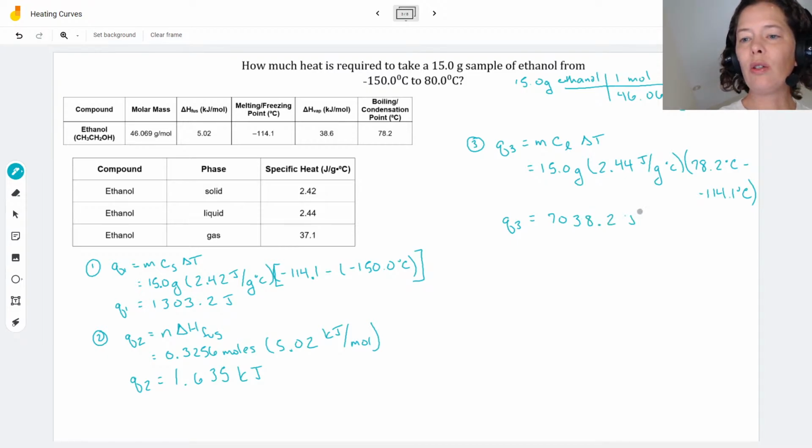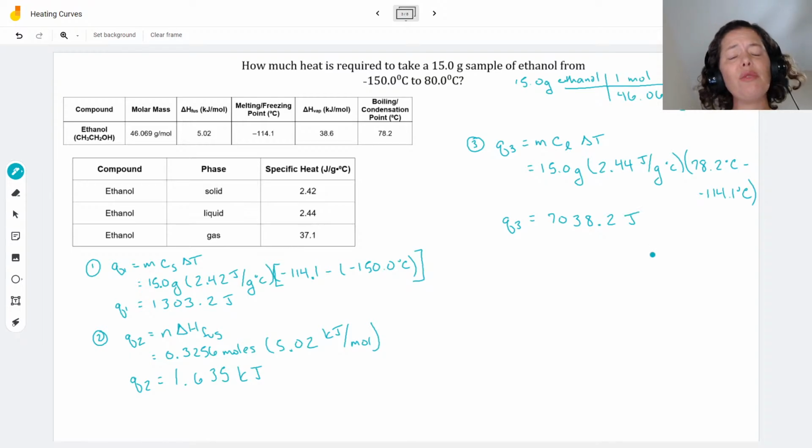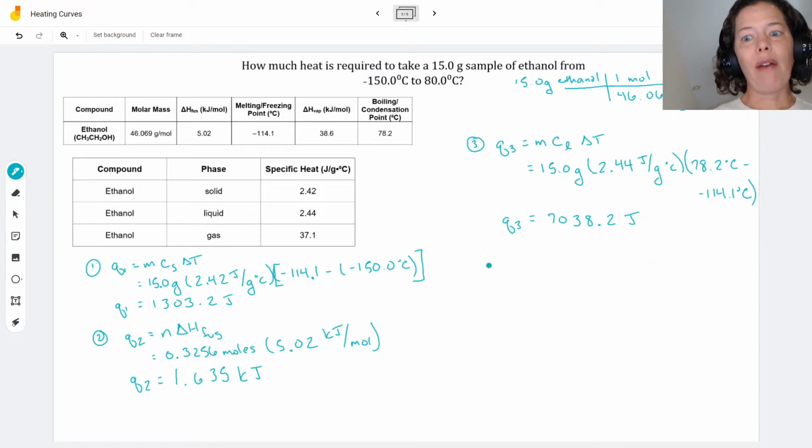7038.2 joules. Now you notice when I'm doing these calculations right now, if you're concerned about sig figs, don't worry about sig figs at this point. I would say do those at the very end. Carry more sig figs forward than you think you need to, because there are a lot of calculations here. If you start doing a lot of rounding, then you're going to start to introduce rounding error before you get to the end calculation. Okay, that is our third step. So we're halfway there.